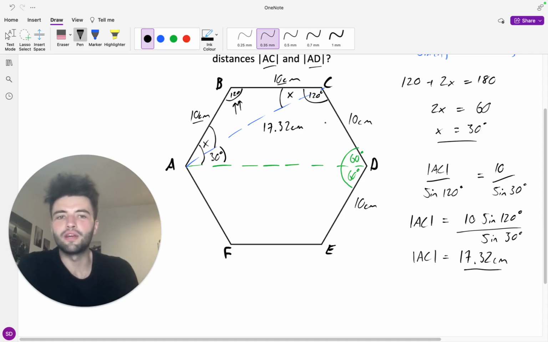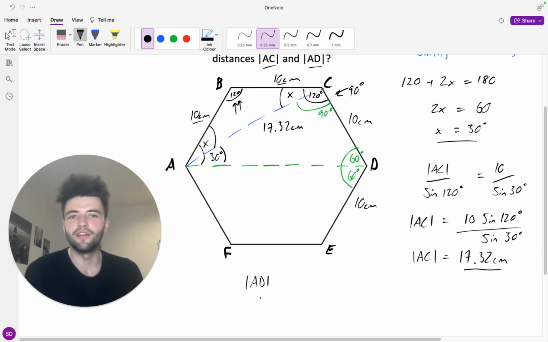Then, if we've got a 60 and a 30 in this triangle ACD, that means that the angle at the very top is a right angle, so this is 90 degrees. It's a little bit hard to see, but I'm going to put it in green. So this angle in here is 90 degrees, and now we can use our sine rule to find the length of AD. The angle opposite AD is 90 degrees, the angle at the top, roughly at C, so that is just sine 90 on the bottom of our fraction for the sine rule.